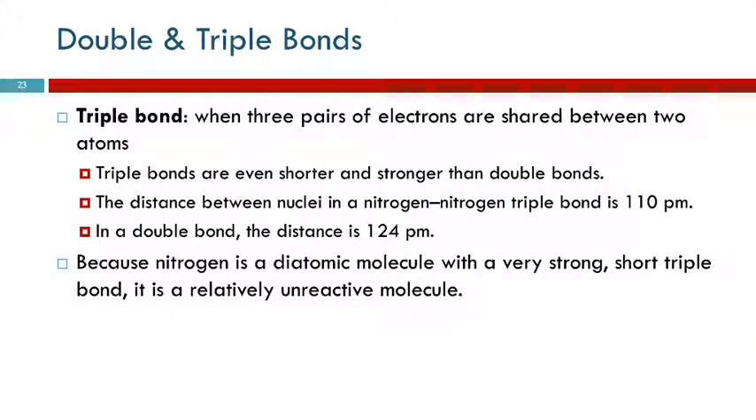So triple bond, 3 pairs of electrons shared between 2 atoms. The double bond was shorter and stronger than a single bond. A triple bond is even shorter and stronger. So, for example, here in nitrogen, a triple bond is a length of 110, and in a double bond, it's 124. So sharing that extra electron pair pulls them even closer together.